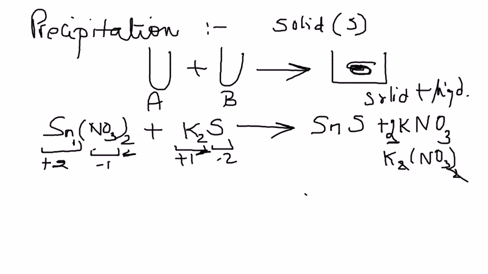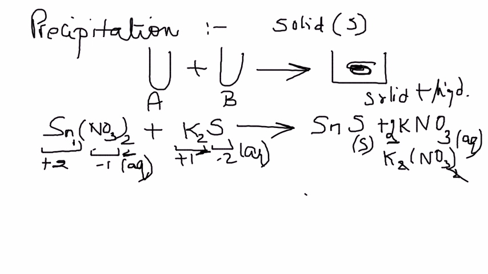Now, if somebody asks you which one of these is the solid and which one is going to remain aqueous, that means which one is going to remain soluble. You know that all nitrates are soluble, so I'm going to put an aqueous right by the tin 2 nitrate. I'm going to put an aqueous by potassium sulfide as well because it's a potassium salt. I'm going to say potassium nitrate, that's going to be super duper soluble because all nitrates are soluble as well as our potassium salts. And finally, we have a tin sulfide, which is going to be my solid.